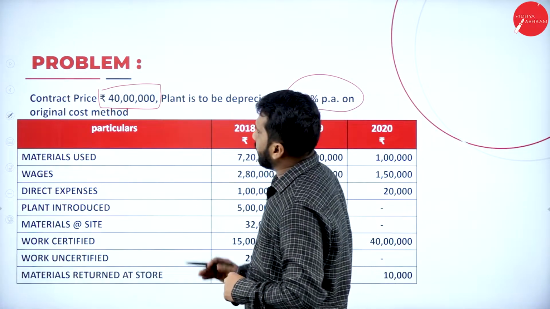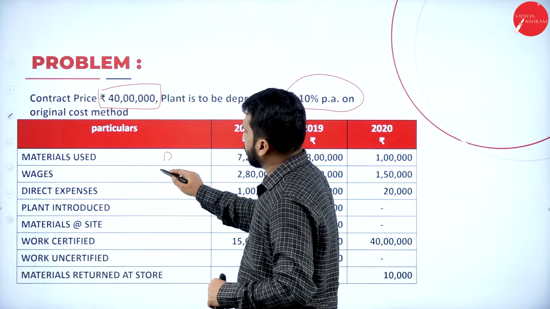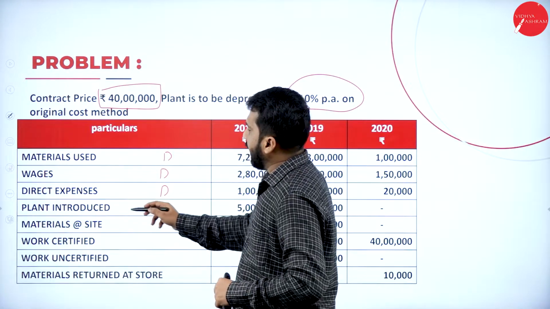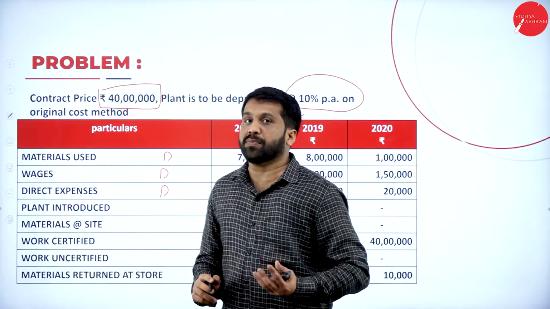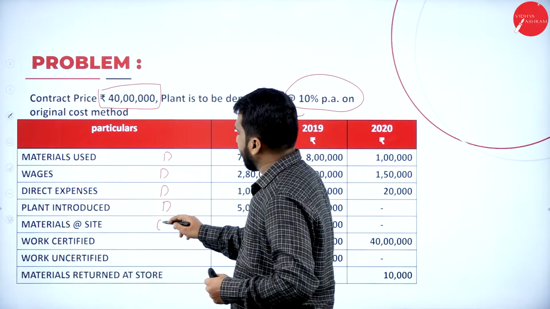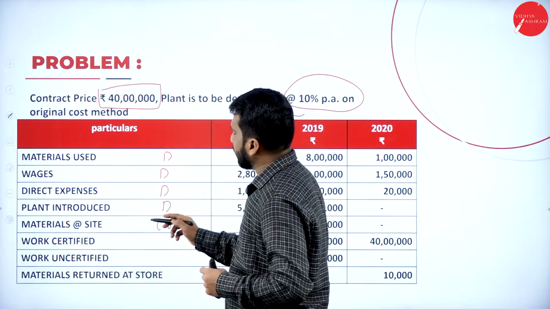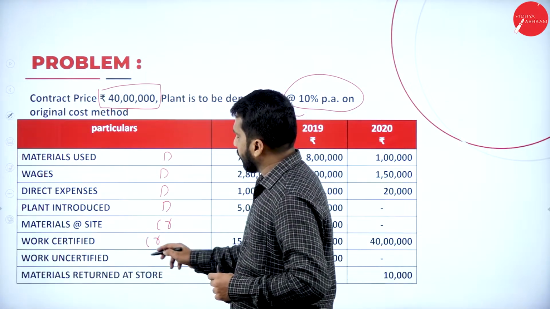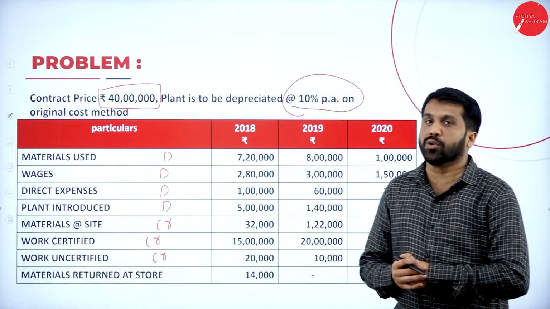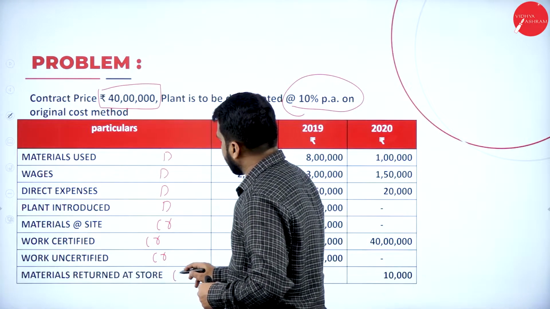Other than that, we have these many informations. Material used, it is debit side. Wages, debit. Direct expenses, debit. Plant introduced, how much plant introduced? It will be debit side. Material at site, credit. Work certified will be credit. Work uncertified, credit. Material returned at store. Return means वापस. Return to store, it will be credit.